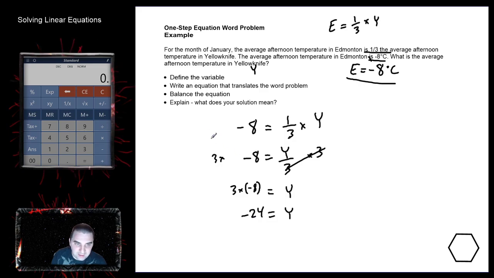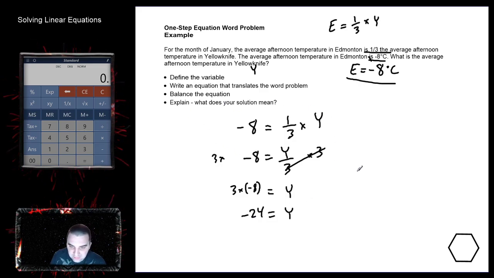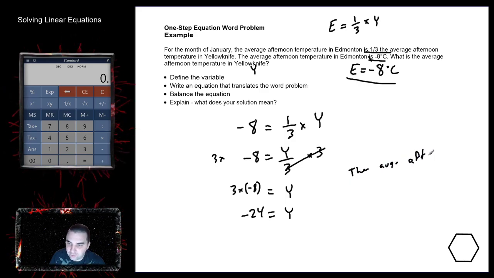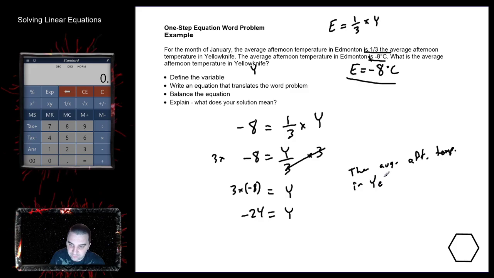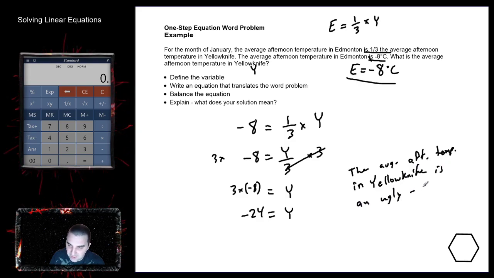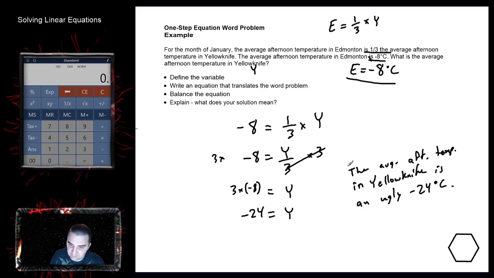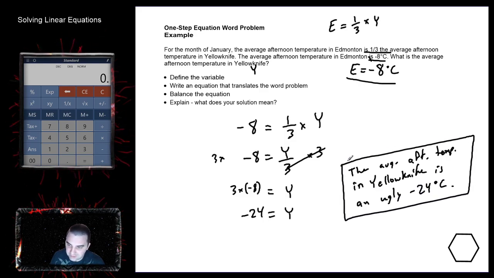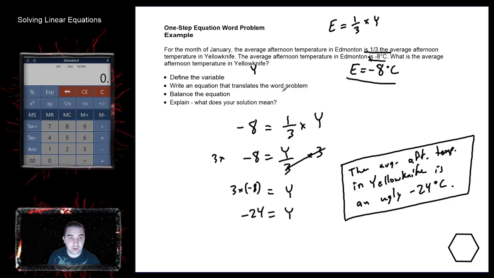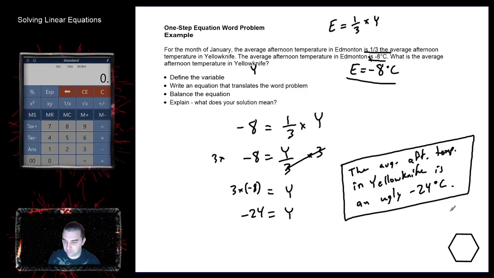All right. And now it says, what does your solution mean? Well, that means that the average afternoon temp in Yellowknife is an ugly -24 degrees Celsius. Ew. -24 is their average afternoon temperature? Wow. Okay, that's just in January, but that's awful. I am never going to live in Yellowknife. And that is all for this one.